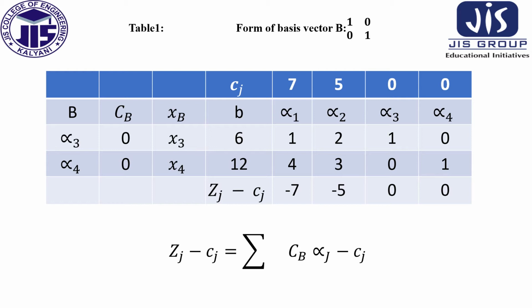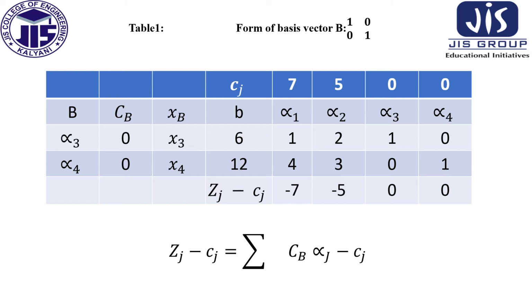And how can we fill up B, CB and XB? How can we fill up the Cj? Cj are basically the coefficients of the variables in the objective function. I am repeating, Cj are basically the coefficients of the objective function. So this will be 7, 5, 0, 0, because 7 is the coefficient of x1, 5 is the coefficient of x2, and the coefficients of x3 and x4 equal 0.